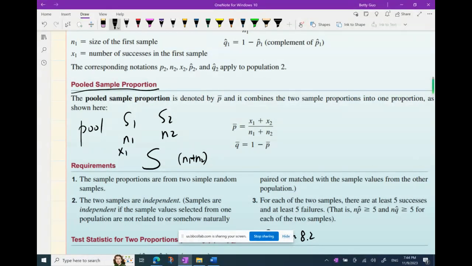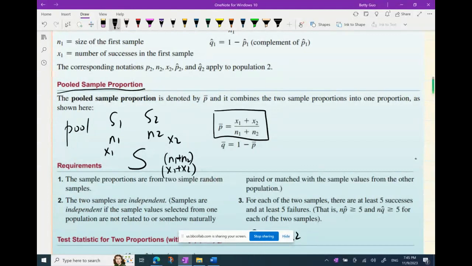And if we let X sub 1 be the number of successes from sample 1, and X sub 2 be the number of successes from sample 2, then X1 plus X2 would be the total number of successes from the pooled sample. That's why we have another statistic, the pooled sample proportion. The pooled sample proportion is denoted by P bar, and it combines the two sample proportions into one proportion, as shown by this formula. And Q bar is the complement of P bar.